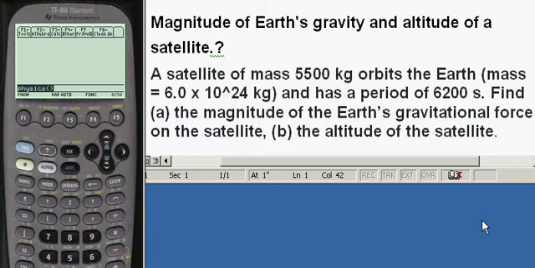Physics problem, you can see on the screen here, trying to find the force of gravity on a satellite when they've given you the mass and the period of its orbit. So let me show you how that works in my programs.